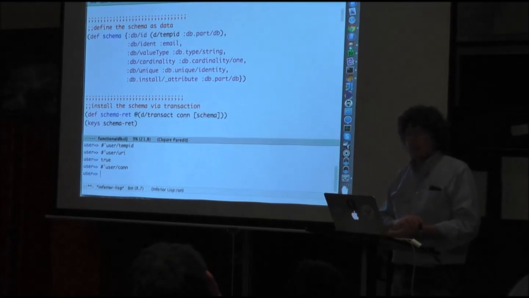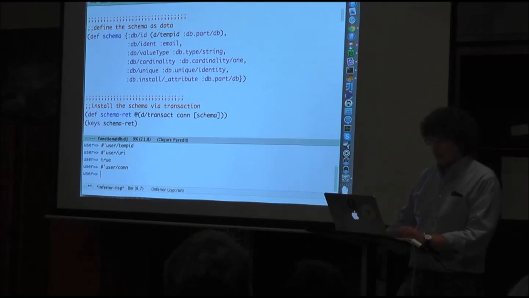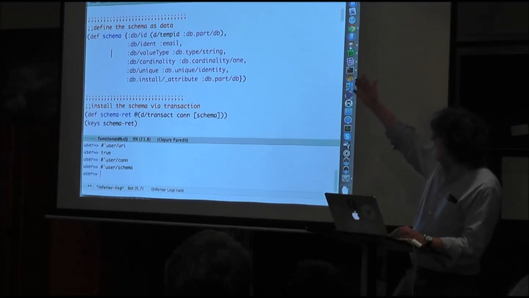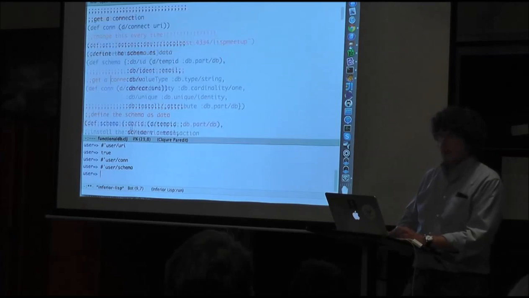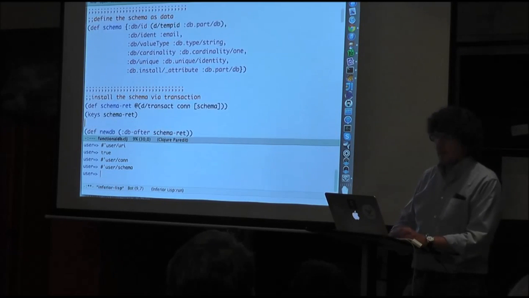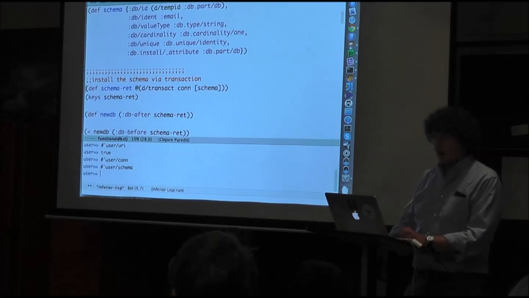So this just sets up a single attribute called email that we're going to use for this demo. And by saying def schema, I just now have that value in that variable, but I haven't done anything with it yet. So I didn't change the database.